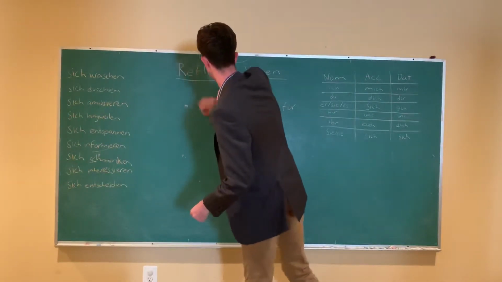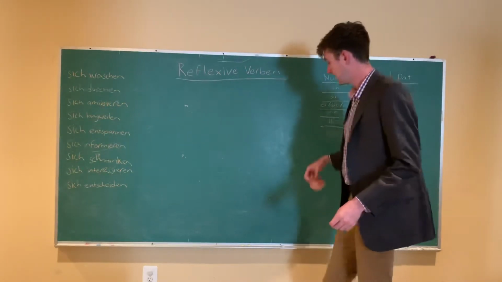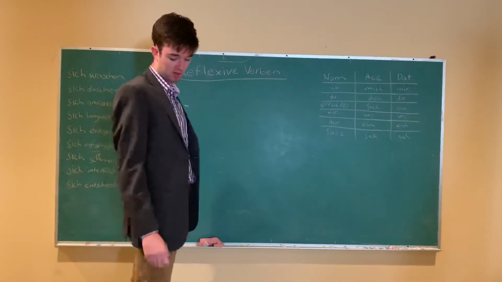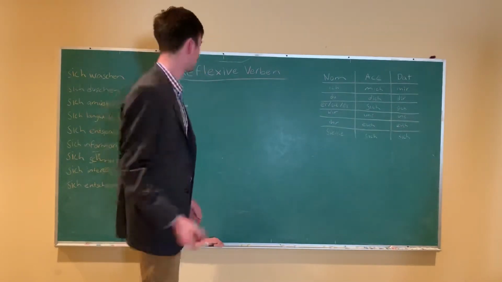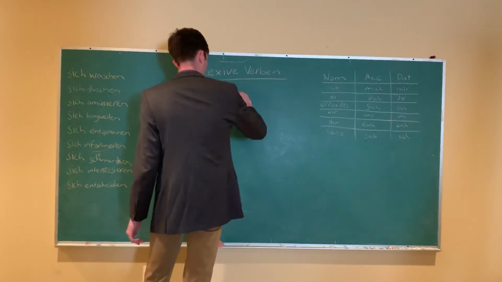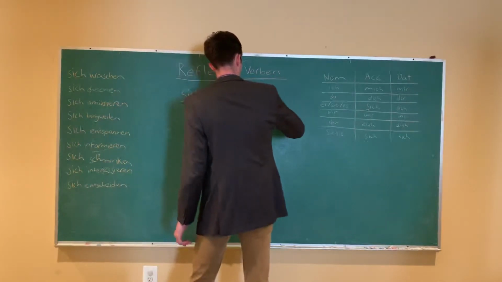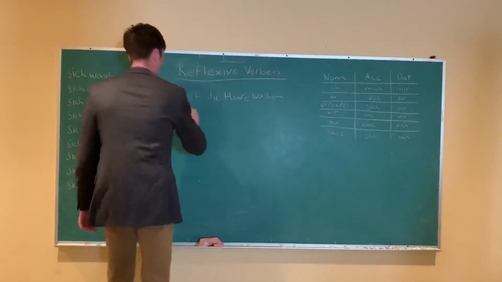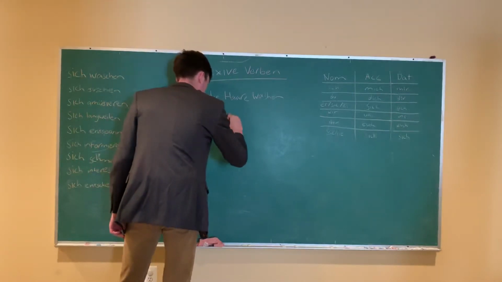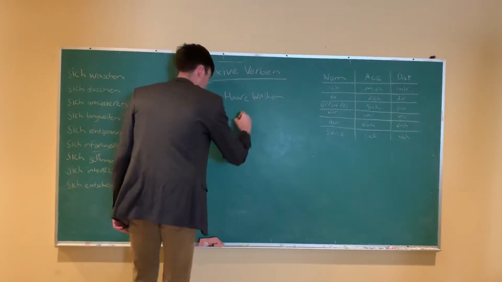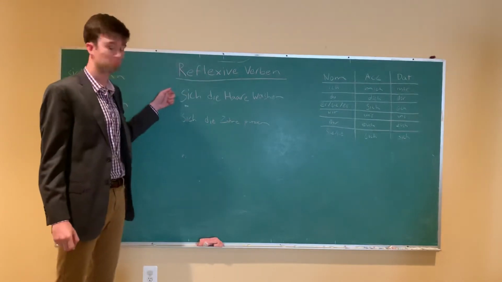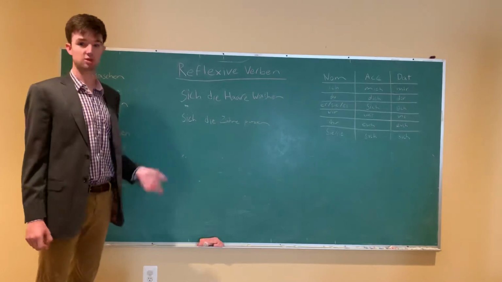So now let's get on to a few of the dative cases, which will come up. And in my experience, you're really only going to see two main ones, which you'll use in everyday German, and that will come up in everyday life. And they are sich die Haare waschen and sich die Zähne putzen. So those mean sich die Haare waschen, that means to wash your hair, or to wash one's hair, and sich die Zähne putzen is to clean your teeth.